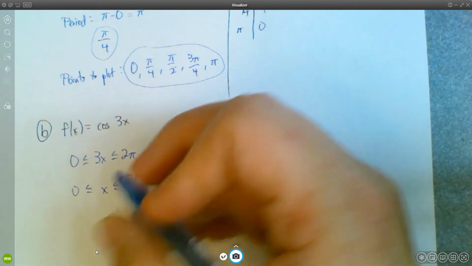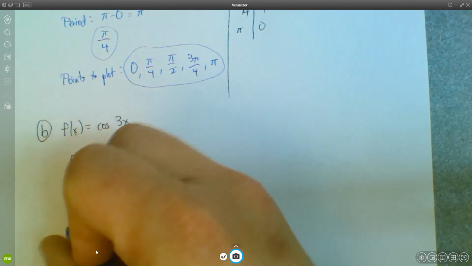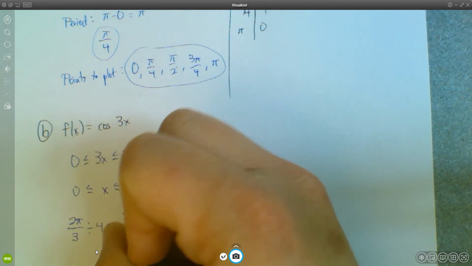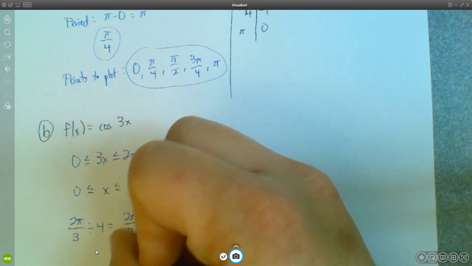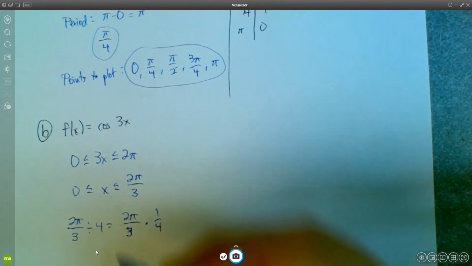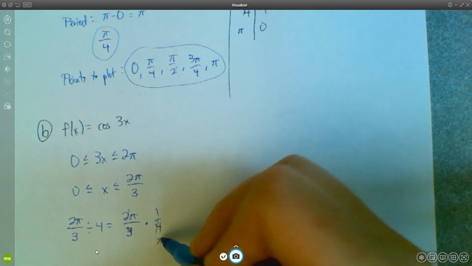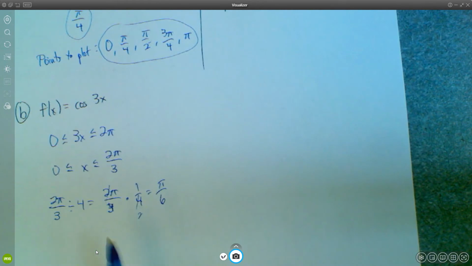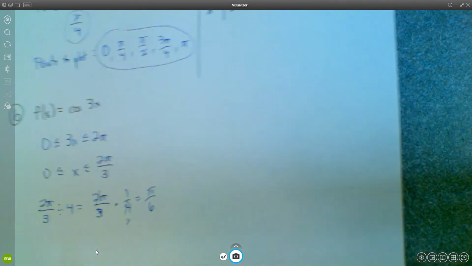2 pi over 3 divided by 4. That's the same thing as 2 pi over 3 times 1/4. The 2 will cancel 2 there and leave a 2, so this is pi over 6. So this tells me that I need to add pi over 6.